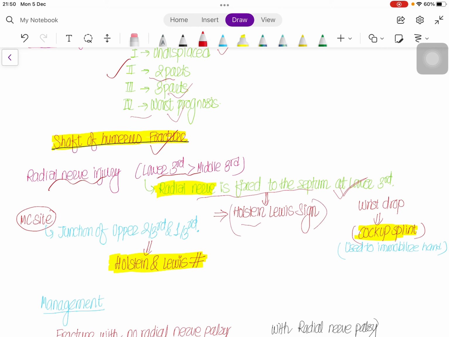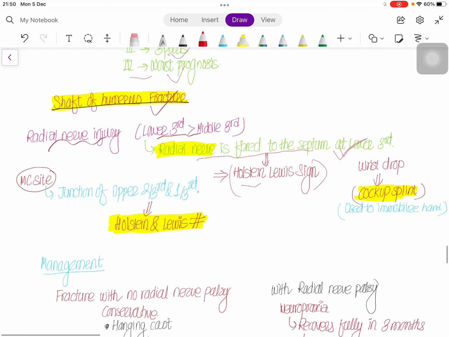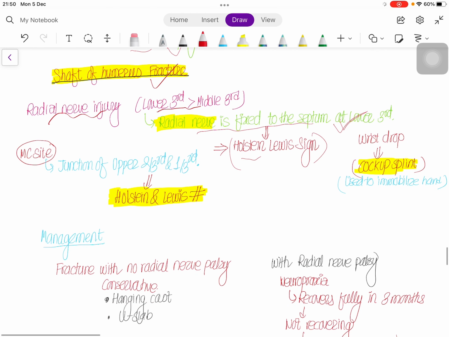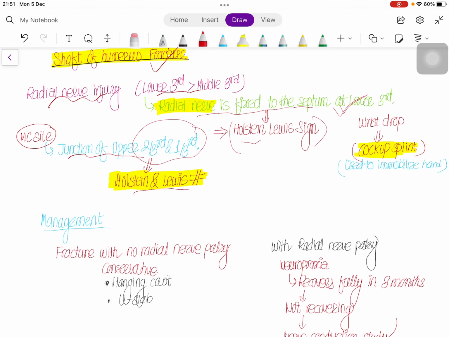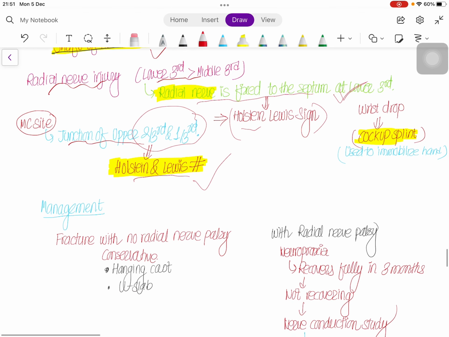Also in that there will be wrist drop, and we can use a cock-up splint to immobilize the hand. The most common site of humerus shaft fracture is the junction of the upper 2/3 and lower 1/3, and it is also called Holstein and Lewis fracture. For management, if there is a fracture with no radial nerve palsy, we can do conservative management using a hanging cast and a slab.